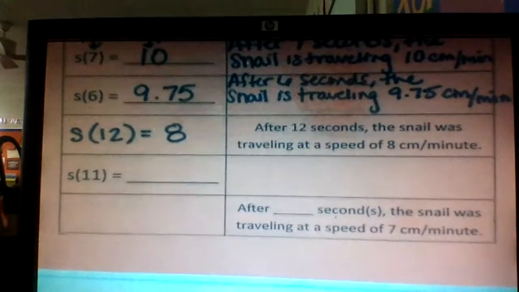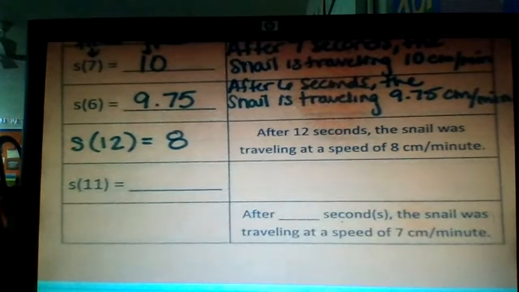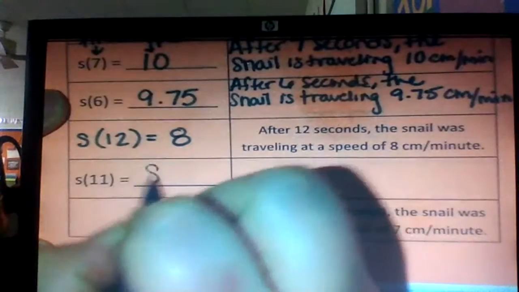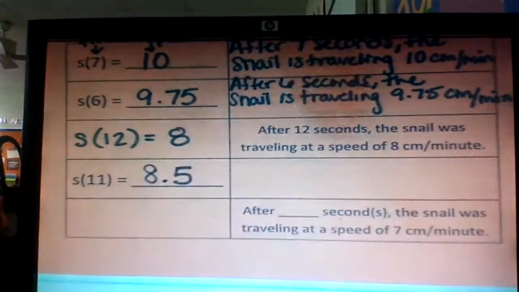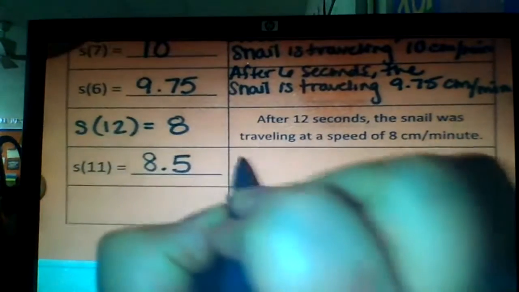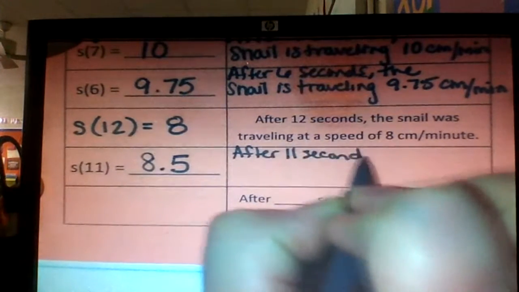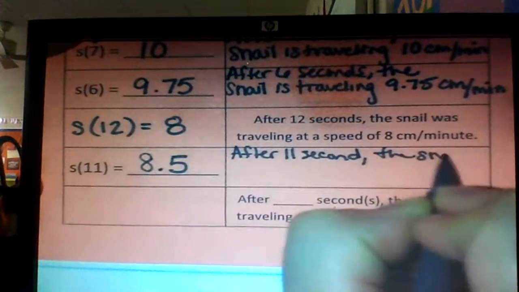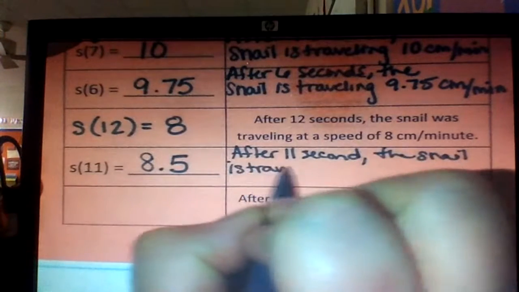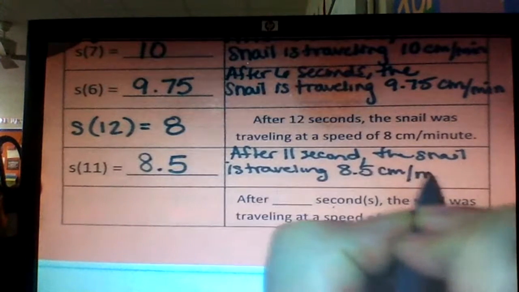What about S of 11? I'd go with 8.5. That's pretty accurate. Okay. S of 11 is at 8.5. So after 11 seconds, the snail is traveling 8.5 centimeters per minute.